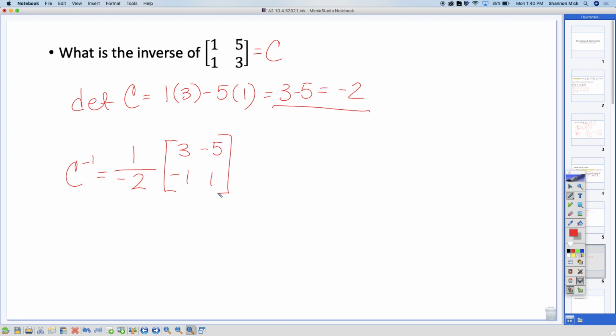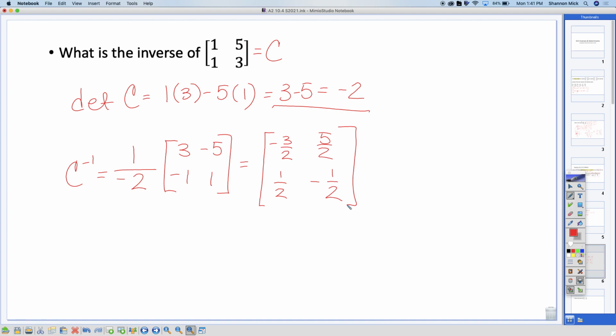So -1/2 of 3 is -3/2. Then positive 5/2, positive 1/2, and negative. It's hard to slow down, is it that quick to do? Yes. Okay, so if we're right, when we multiply the beginning matrix and the inverse, I should get what?